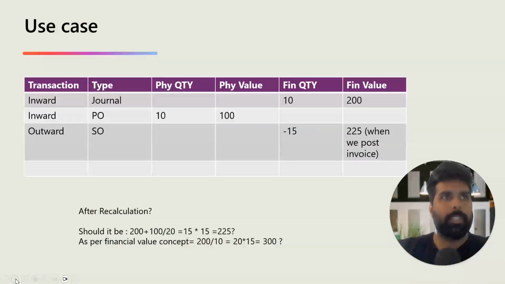So let's understand this. What exactly is this feature? This is in 10.0.41. Let's understand with one simple example. We know that every inventory transaction in Dynamics 365 has a physical value and a financial value. Let's say I have posted an inventory journal, an inward of 10 quantities. Inward inventory journals are financial transactions. So we posted 10 quantity with the value of 200, which means 20 each.